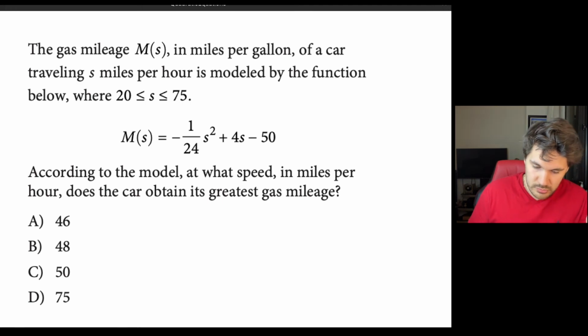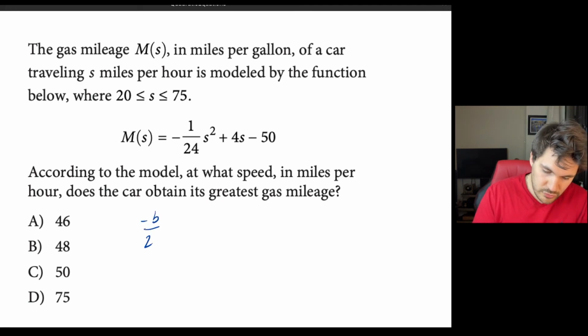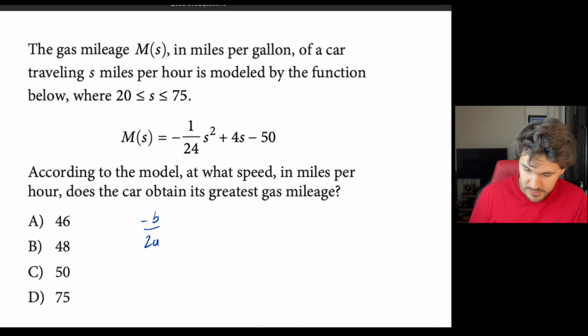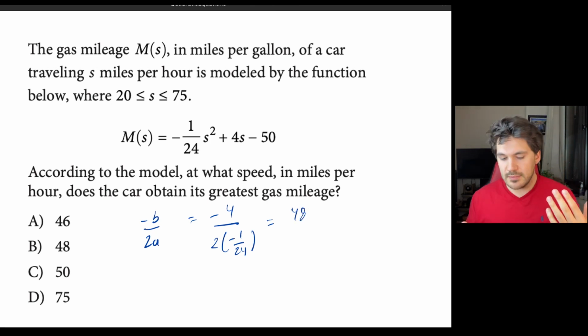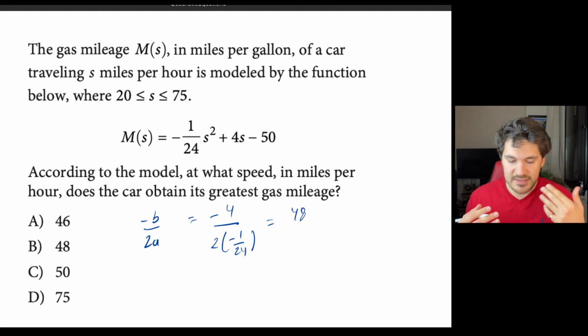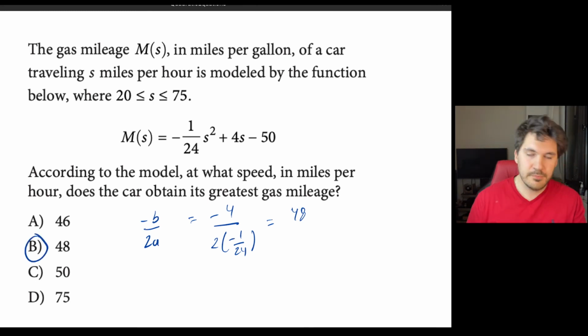So we're just going to do negative b over 2a. Negative b is going to be negative 4 over 2 times negative 1 over 24. So this gets us 48. That's it. And they asked us at what speed. They didn't ask us what the miles per gallon would be. They didn't ask us for M. They just asked us for S. So that's what we solved for, and that's it. Done and done.